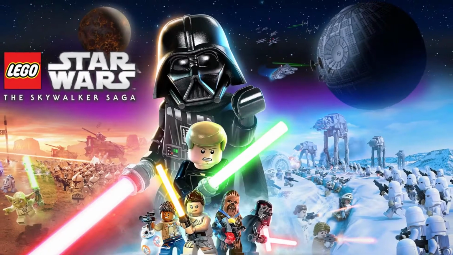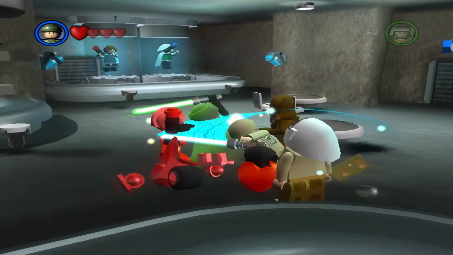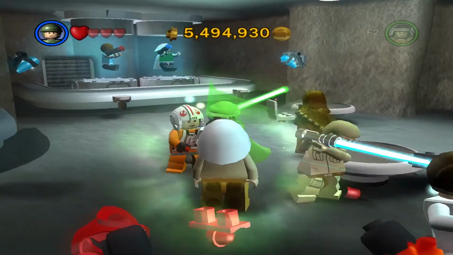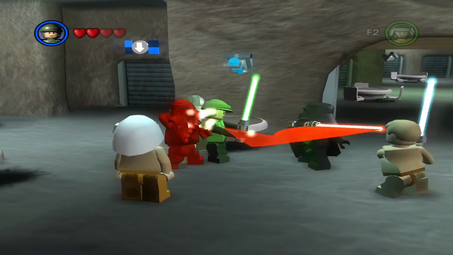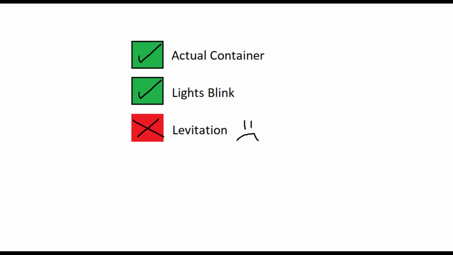Anyway, with the release of LEGO Star Wars The Skywalker Saga, I wanted to see if I could make a real, functioning minikit. To clarify, I wanted the minikit to be used as an actual container and for the lights to blink. I haven't quite figured out my anti-gravity circuit yet, so sadly I couldn't get it to levitate like they usually do.